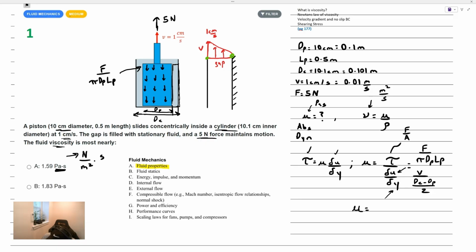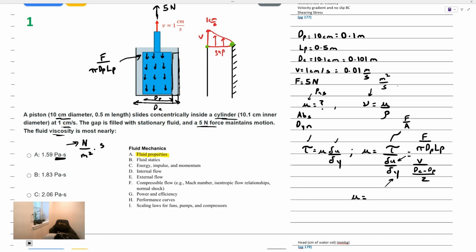Now I'm ready to plug in. All my units should be consistent. I know what the force is. That force is equal to 5 newtons. I know what d sub p is. That d sub p is 0.1. I know what the length of the piston is. It's 0.5. I'm going to take that entire thing and divide it by my speed.